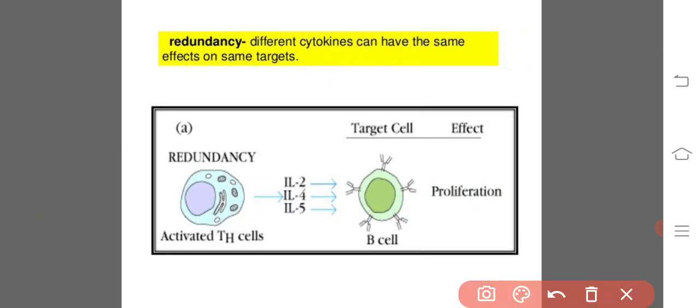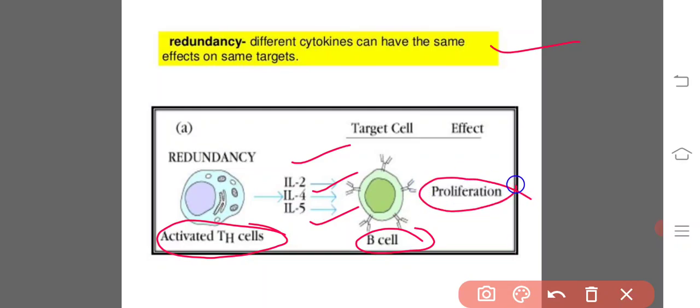Whereas in redundancy, different cytokines have the same effects on the same targets. Here activated Th cells, T helper cells, can produce IL-2, IL-4 and IL-5, and the target cell is the B cell, and all of them show the repeated action of proliferation.